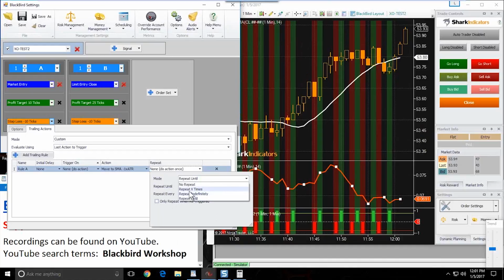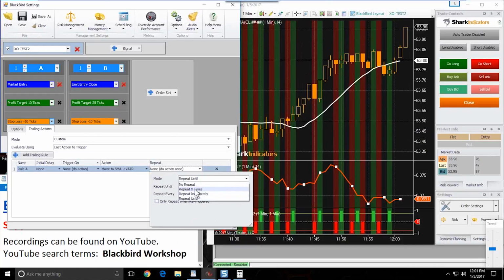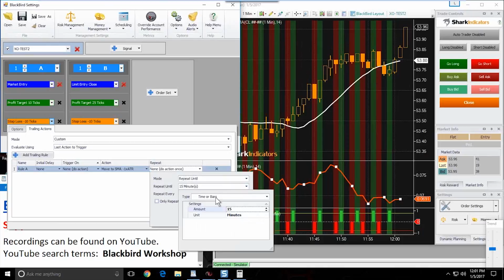All right, so those are the 3 repeat options. You could set a fixed number of times. You can repeat forever, indefinitely, or you could set a limit, repeat until, which sets some kind of a trigger, some kind of a triggering event here.